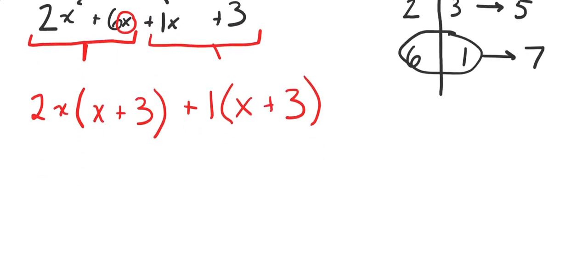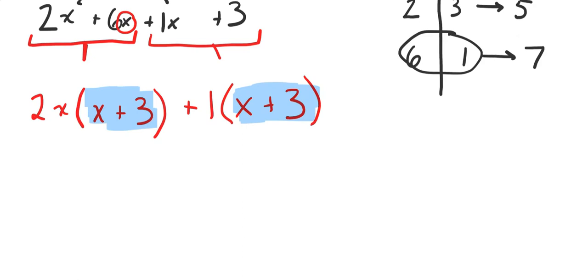All right, this is the key part right here. We have to notice what we have in common. Well, what we have in common is that x plus 3. That will always happen. You're always going to have a common factor inside of those parentheses. What happens here now is you can factor this out and say, okay, x plus 3 is my common factor. So what happens when I factor that out?